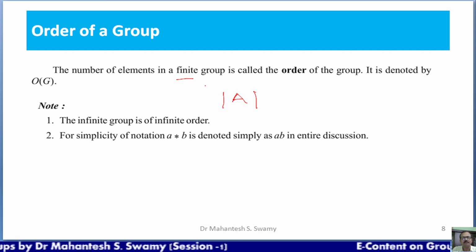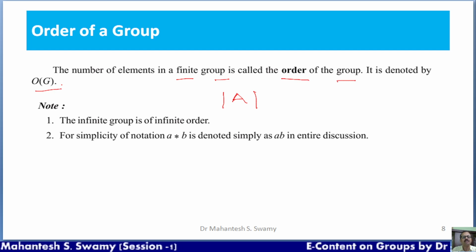Similarly, the number of elements in the group, particularly the finite group, is called the order of the group, and it is denoted by the symbol O of G. So O of G is the order of the group. A finite group will have a finite order, whereas an infinite group will be of infinite order. Yes, I hope it is clear to you.